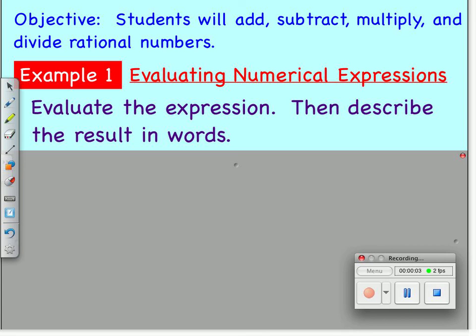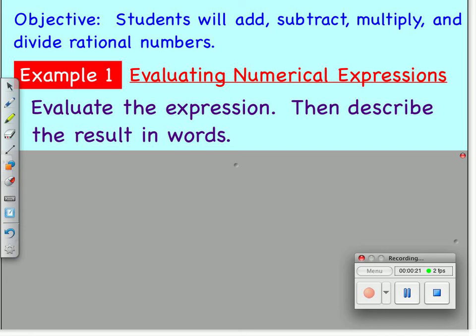For today's lesson, this is Chapter 1, Lesson 2 of your math book. I'm just reading the objective at the top, so if you want to follow along, we are going to add, subtract, multiply, and divide rational numbers.